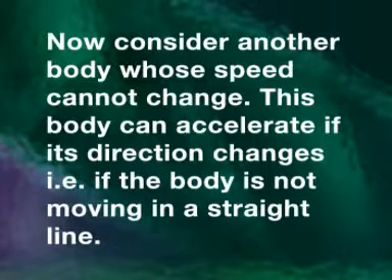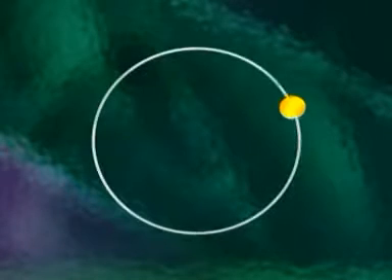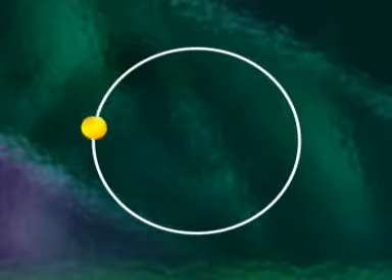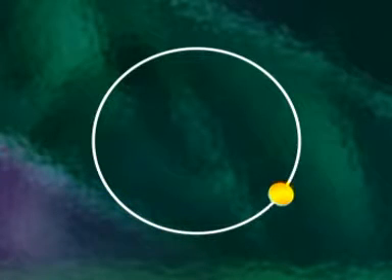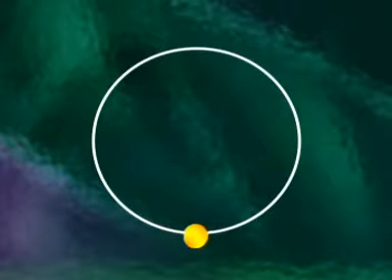Now, consider another body whose speed cannot change. This body can accelerate if its direction changes. That is, if the body is not moving in a straight line. Suppose a body B is moving in a circle at constant speed. Since it is moving in a circle and its speed is constant, its acceleration is due to the fact that its direction changes, as shown on the screen.